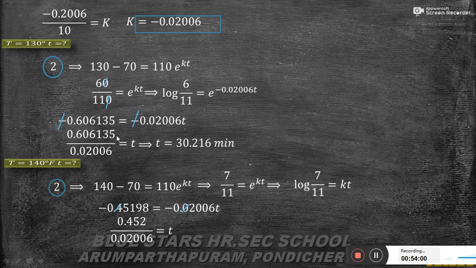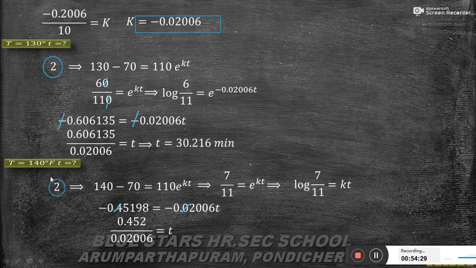Therefore I write in the next step, the decimal values on the right hand side divide the left hand side. So 0.606135 by 0.02006 equal to t. So which implies t equal to 30.216 minutes. This means the coffee will come to 130 degrees Fahrenheit. It takes the time of 30 minutes.